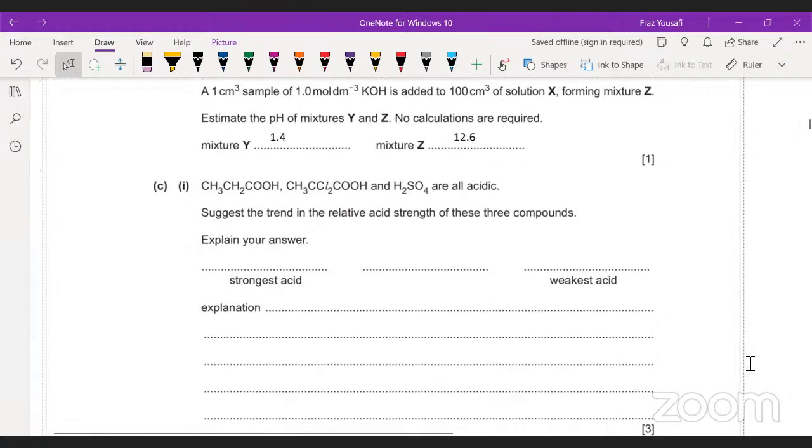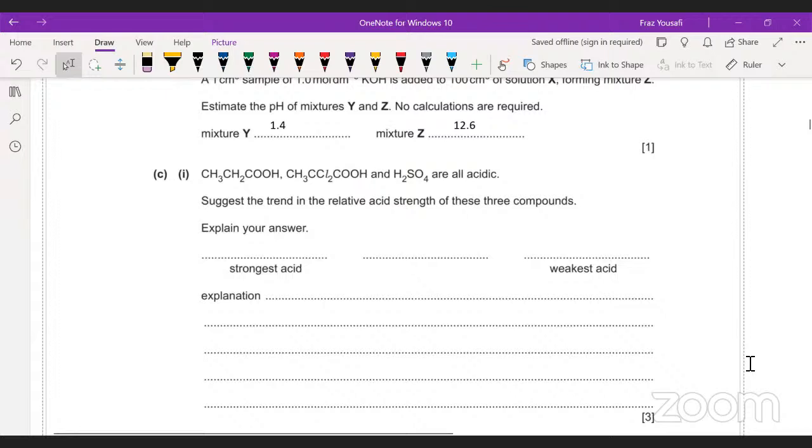Okay? Now, given this next part says CH3CH2COOH, and you've got basically propanoic acid, and then you've got 2,2-dichloropropanoic acid, and then you've got sulfuric acid. All of them happen to be acidic in nature. And what it wants you to do is decipher, of these, what would be the order of their acidity and an explanation. Now, here's the thing that we want you to specifically focus in on. The first part, obviously, the easiest part of the answer is that you start with H2SO4.